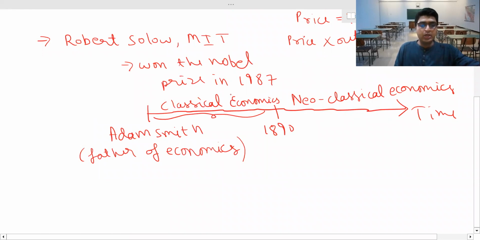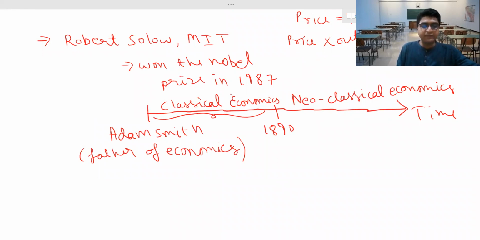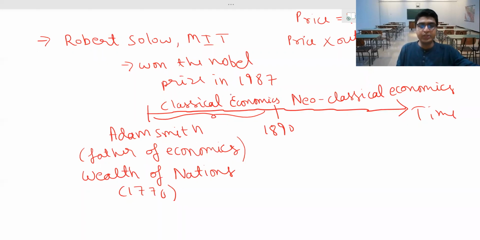Because classical economics starts with 1776 when Adam Smith gave his first book. His book was published, whose name was Wealth of Nations, in 1776. So broadly the 17th and 18th century comes under classical economics, and the period after that comes under neoclassical economics. Okay.